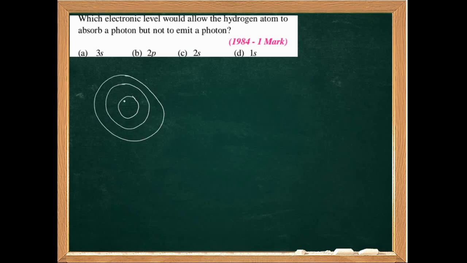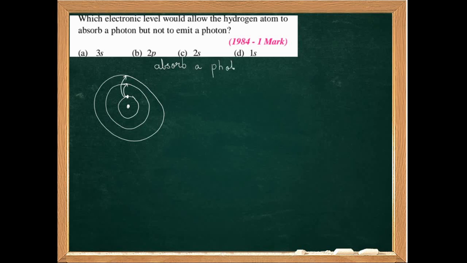Okay. Now let's say this is the nucleus and the electron is present in the first shell, so n is equal to 1. When the electron absorbs energy, it goes to a higher shell. So it can go to n is equal to 2 or n is equal to 3. This process where the electron absorbs energy and goes to a higher shell is known as absorption. In this process, it can absorb a photon.